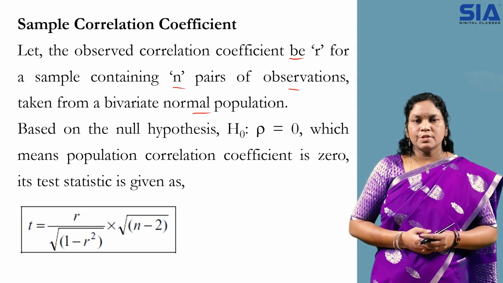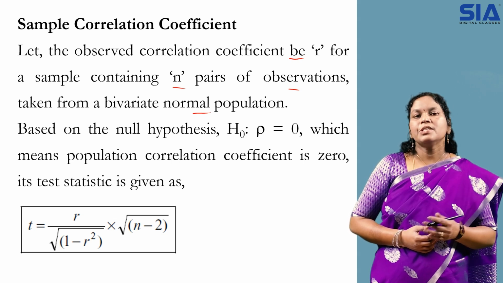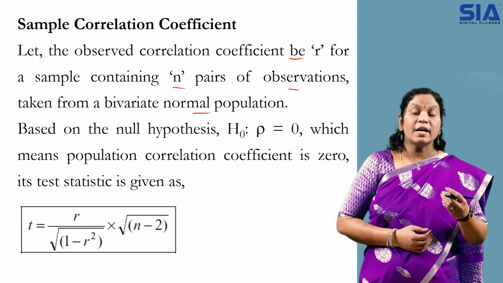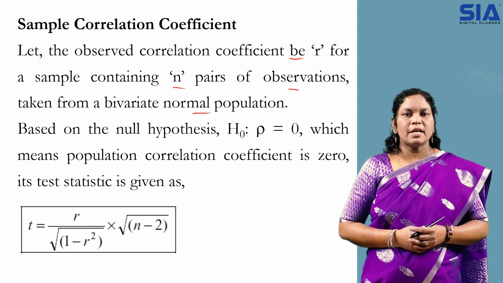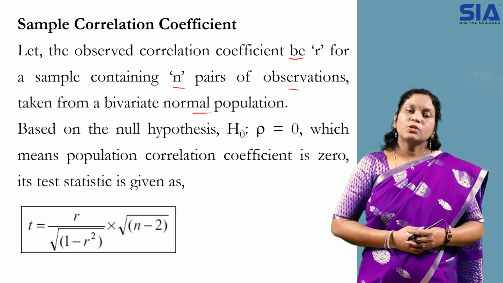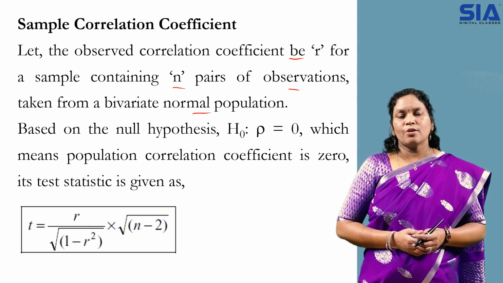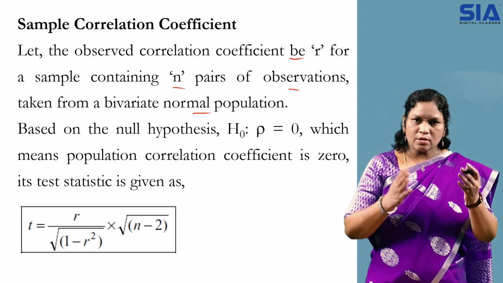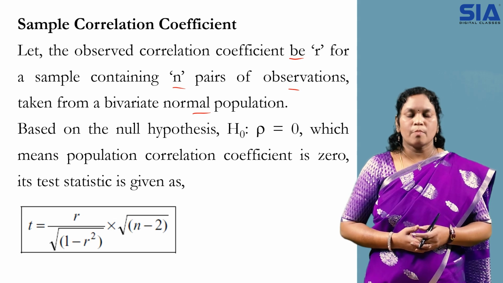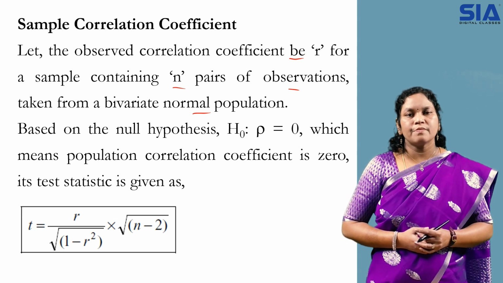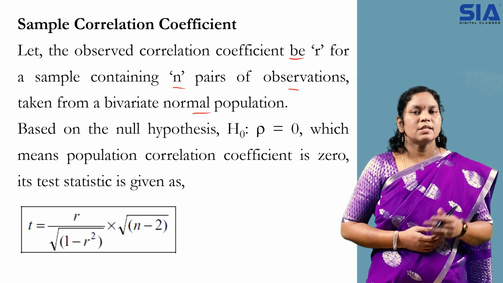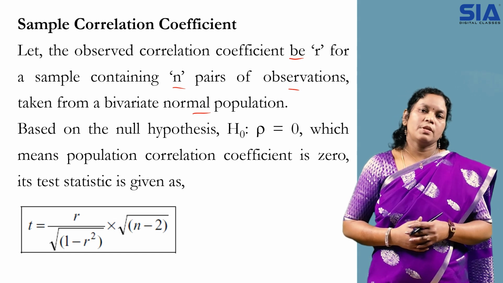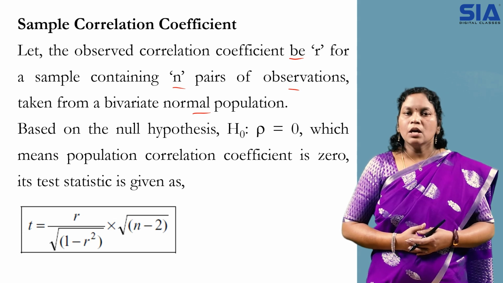So n pairs of observations we are considering. Yes, for correlation we need pairs of observations. We need to compare whenever we have comparisons. Whenever we want to draw the relationship, we go for correlations. So here I am considering n pairs of observations and r is the observed correlation. And all of that we are considering from the bivariate normal population, because it's a bivariate distribution. Whenever pairs of observations are considered, they come out of a bivariate population, here a bivariate normal population.